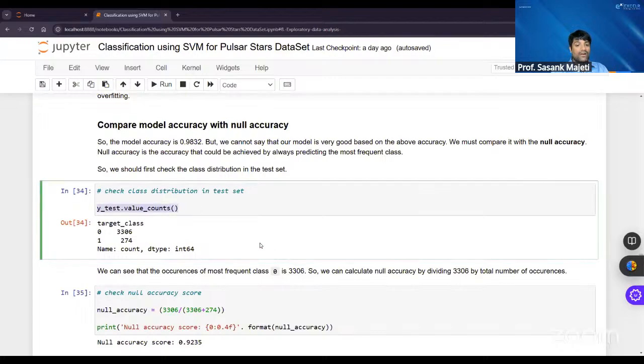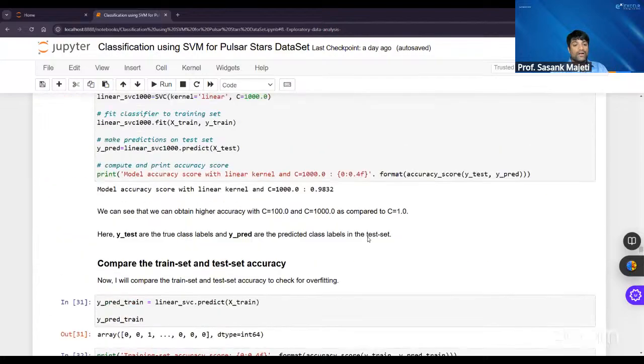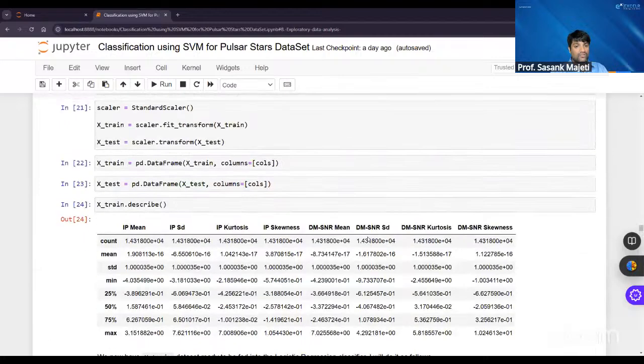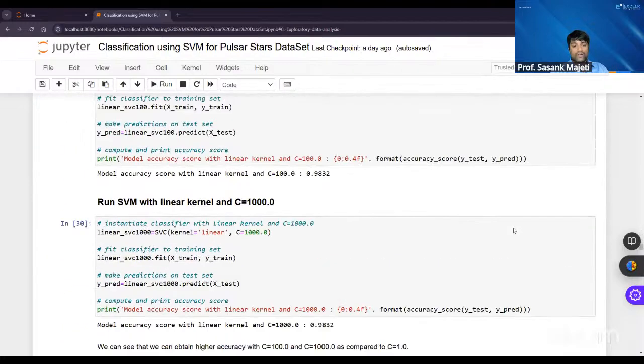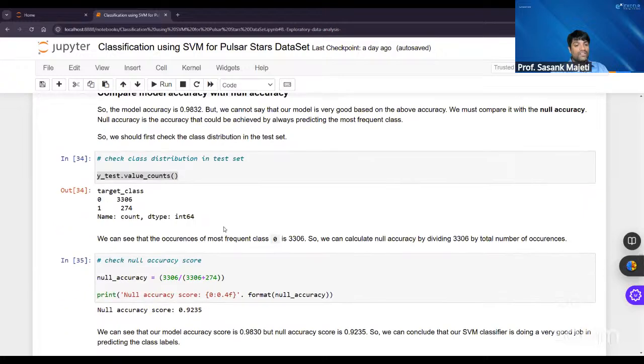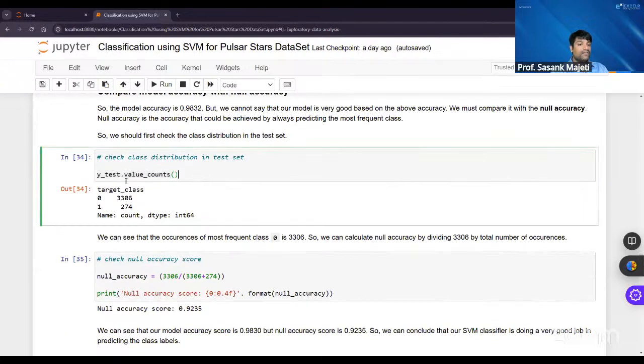So for the value counts here at the top, when we went up, I'll just go back. Here you can see that it is 3580, right? You remember that, right? You have seen that it is around 3580, correct? So that is the value counts, and here we are checking the target class. In that we have zeros of 3306 and for ones it is basically 274.